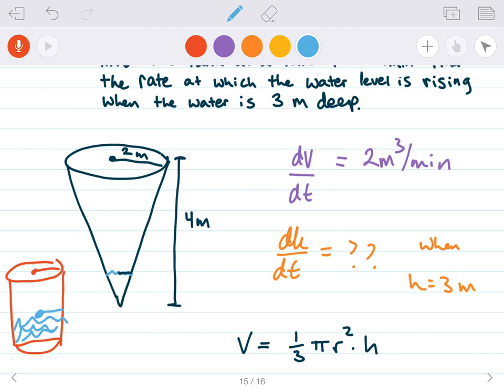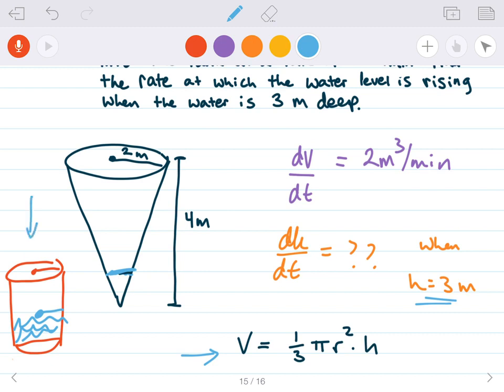And so what that means is that if we try to differentiate this, we're going to get way too many variables. We're going to have r, which we don't know what r is when h is equal to 3. We know what r is when h equals 4, but we don't know what the r is corresponding to the h we're interested in, okay? So we're going to have a variable r that we don't have, that we can't find out. And we're also going to have a dr dt.